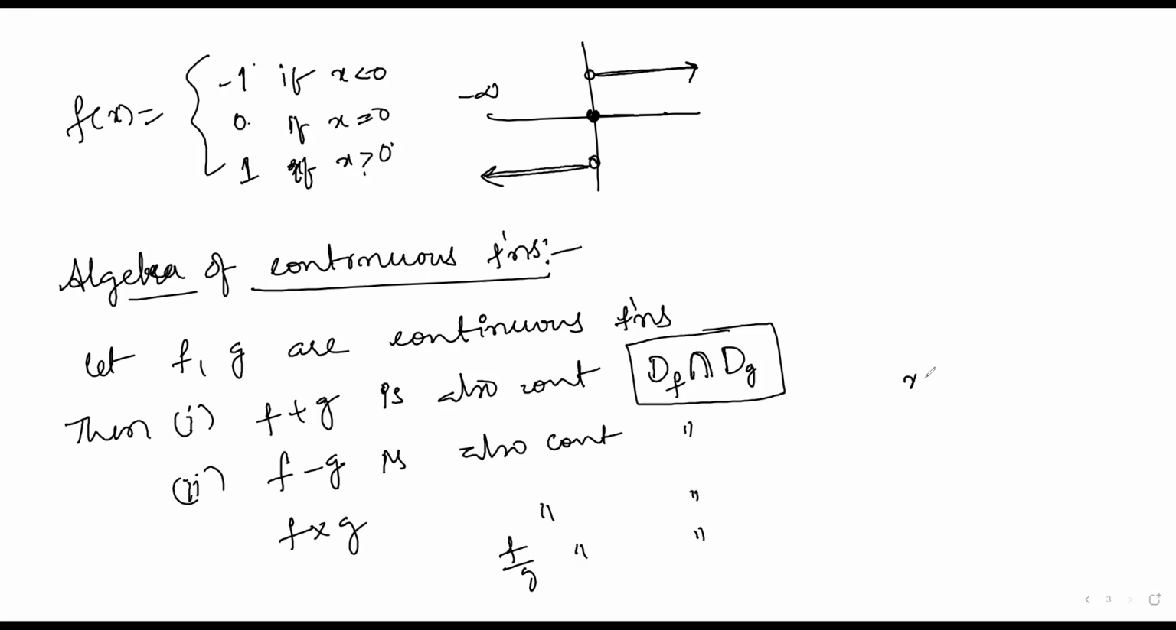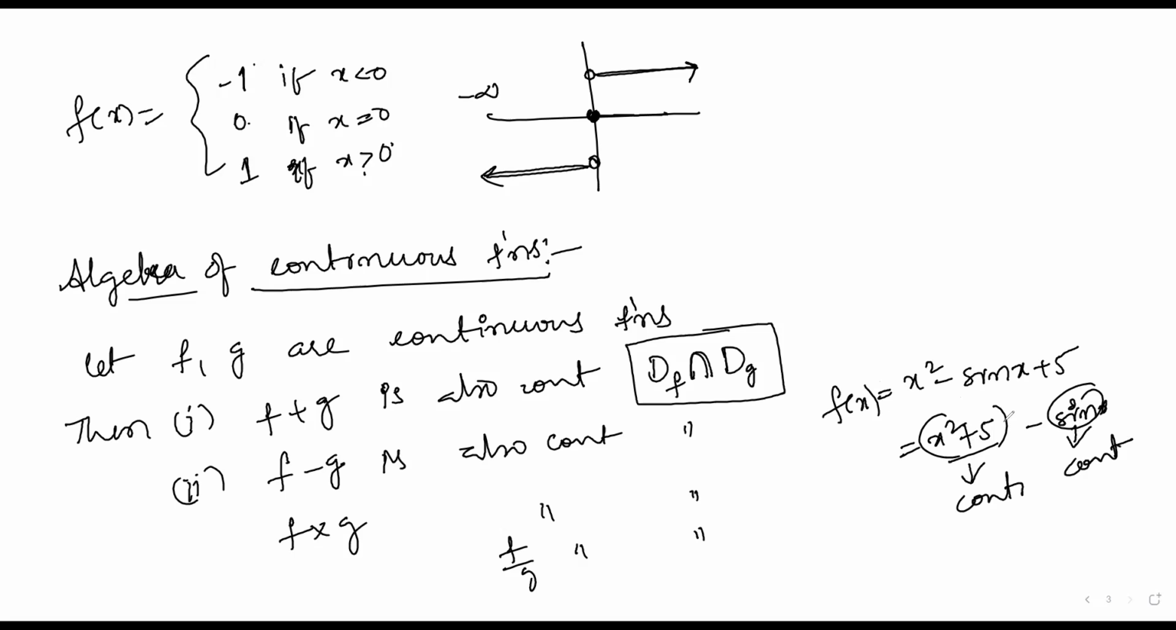So here what is given? X square minus sin x plus 5. What you should do here is tell that x square plus 5 is a polynomial, continuous. Sin x is trigonometric, continuous. Continuous minus continuous is a continuous function. So here the domain is all real numbers. It's continuous for all real numbers. It's a continuous function, meaning it's continuous on its domain, which is the real numbers. Like that you have to show.